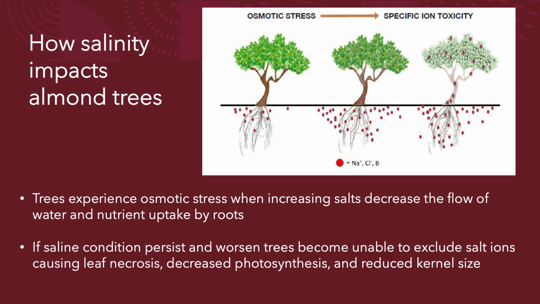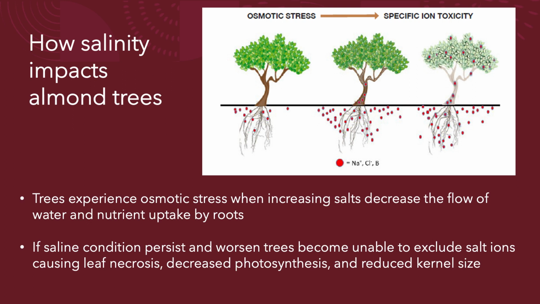All right, so how does salinity impact almond trees? There's basically 2 types of stress. We have what we call osmotic stress and then specific ion toxicity. And so trees experience osmotic stress when the increasing levels of salt decrease the flow of water and nutrients uptake by the roots.